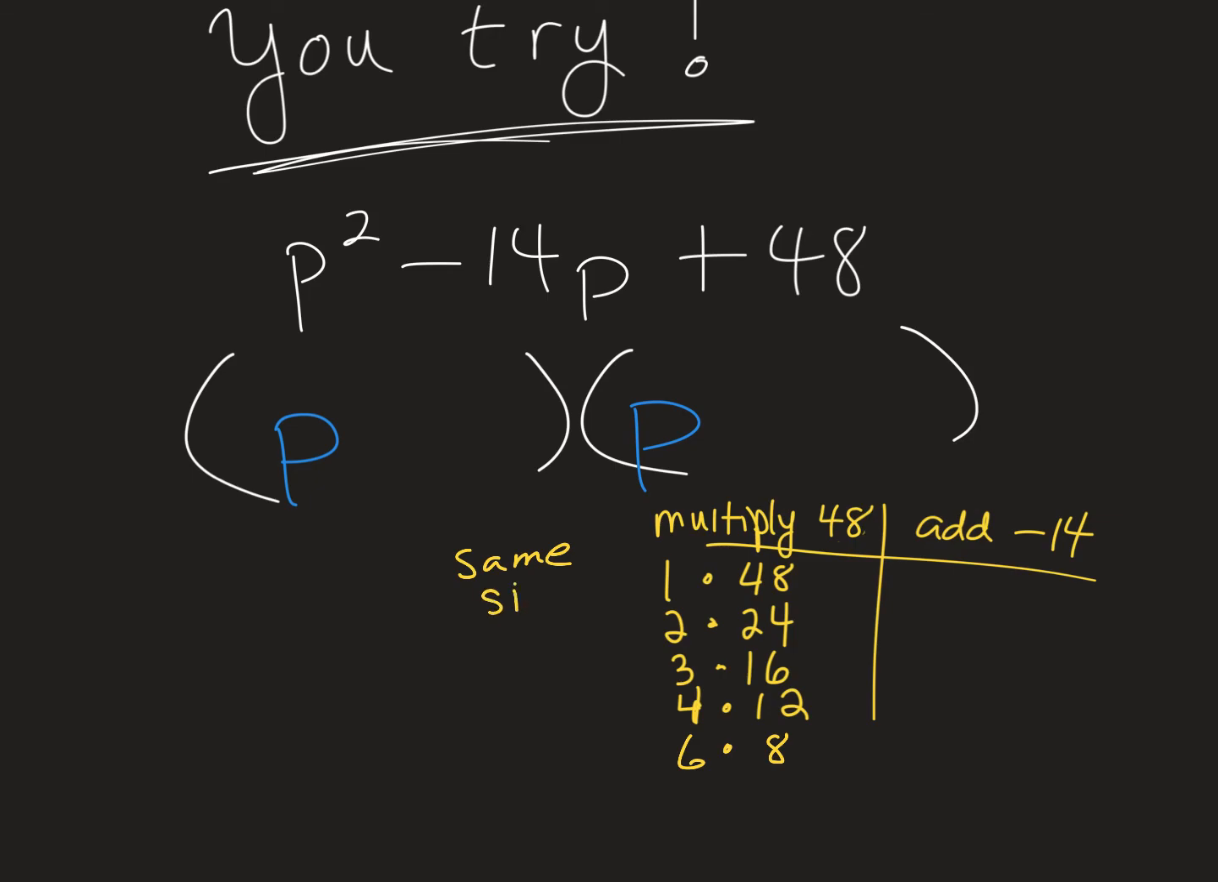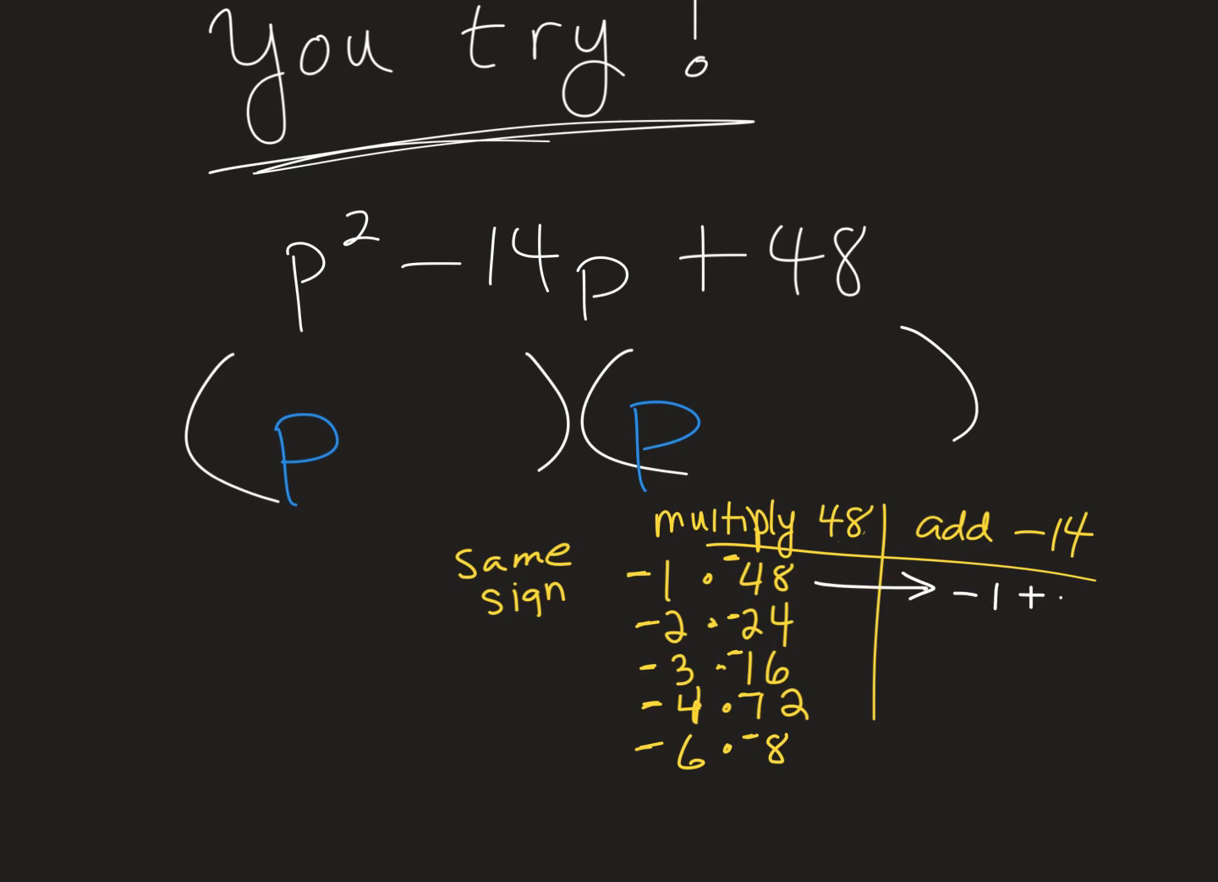And then in order to get them to be a positive 48 but for them to be the same sign, but add to be a negative 14, that means I've got to do a negative plus a negative. So that means that all these numbers we're going to try out have to be negatives, so that a negative times a negative gives me a positive 48, but they add to give me a negative number. So now let's try adding them together and see what works.